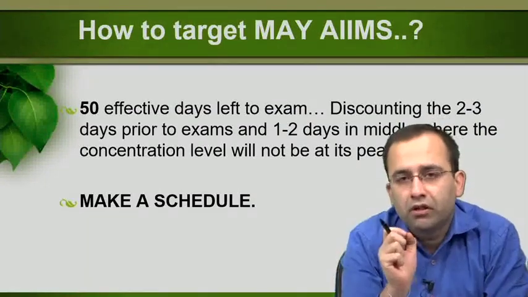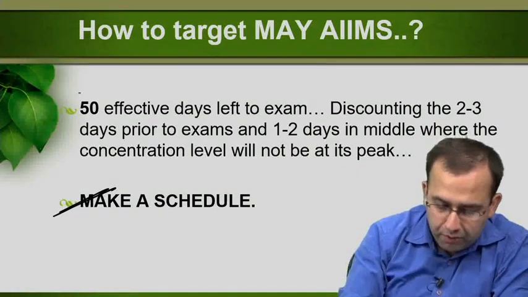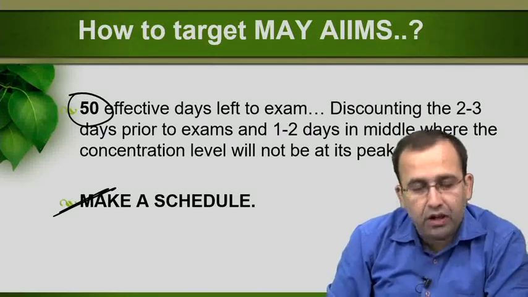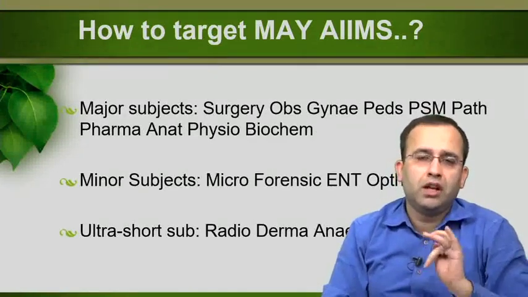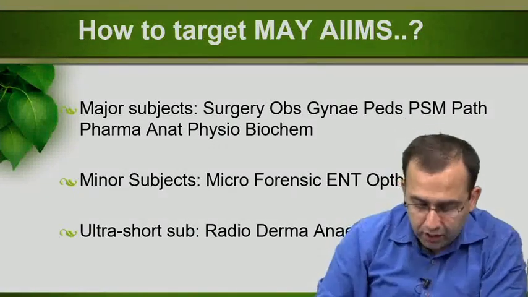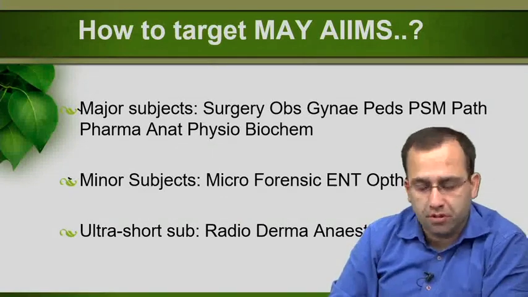So firstly, most important thing is make a schedule. You have approximately 50 days left for the paper. Target the paper well. Do not be distracted by anything. Do not be underconfident. Do not be overconfident. We can divide the subjects into major, minor and the ultra short subjects.